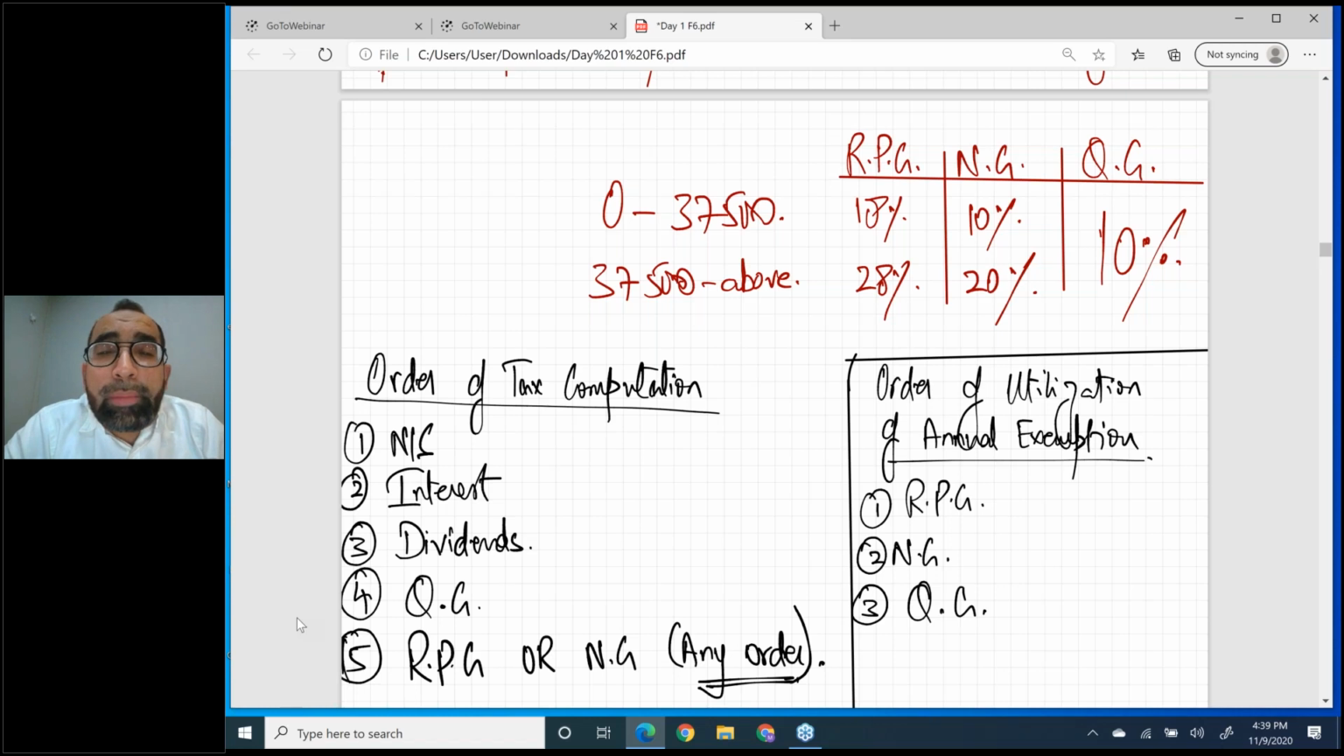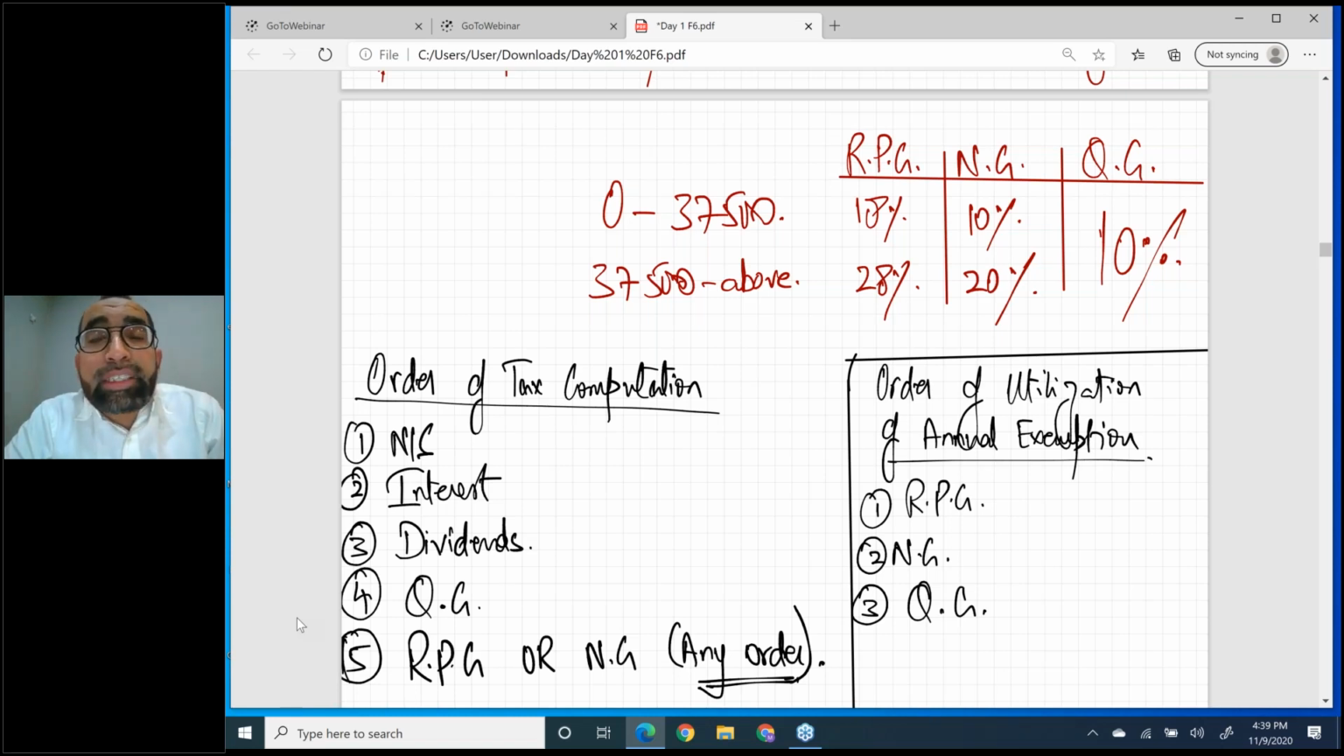Normal gain means all gains other than residential property gains and qualifying gains. All gains other than residential property gains and qualifying gains are normal gains. For normal gains, you have rates of 10% for the first band and 20% for the second band.